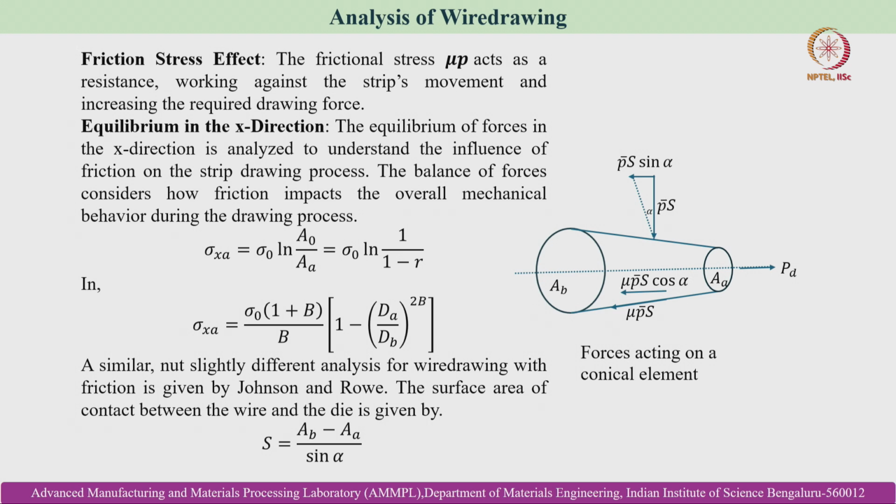So, here sigma x a is equal to sigma 0 into ln A 0 by A, which is equal to sigma 0 ln 1 by 1 minus r. Here you can see that AB is the initial cross sectional area and AA is the final cross sectional area in case of wire drawing. So, this is the expression of the draw stress which does not consider the effect of friction, which is a gross simplification of the calculation of the draw stress. As we have known earlier, this is how we are writing it like this.